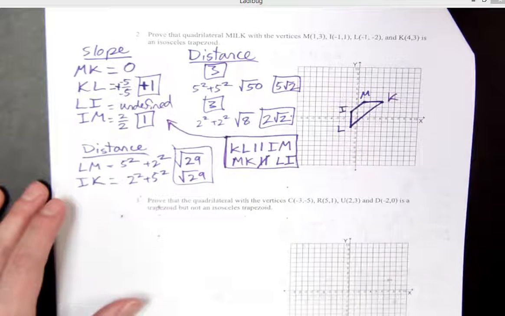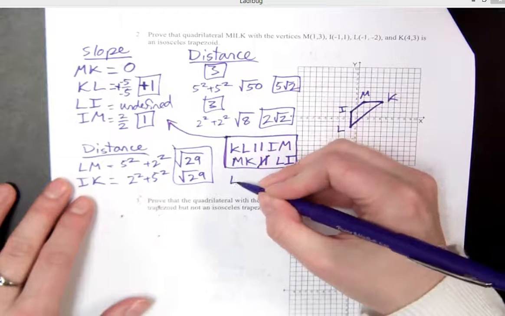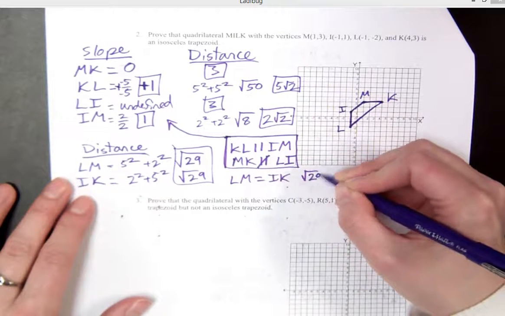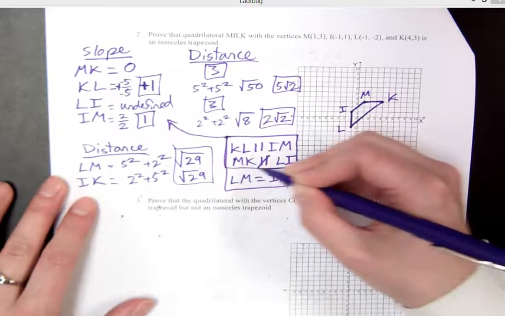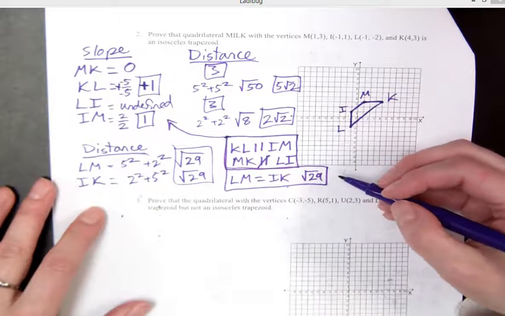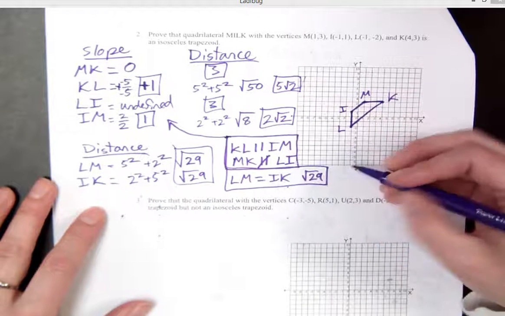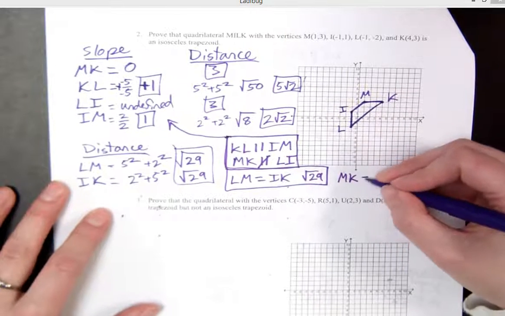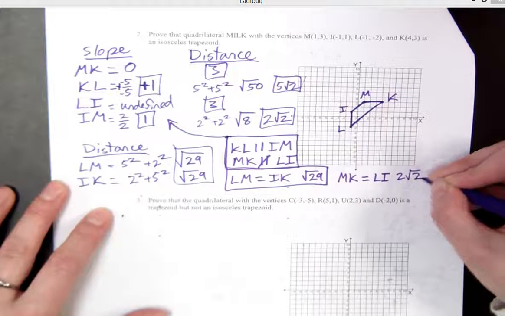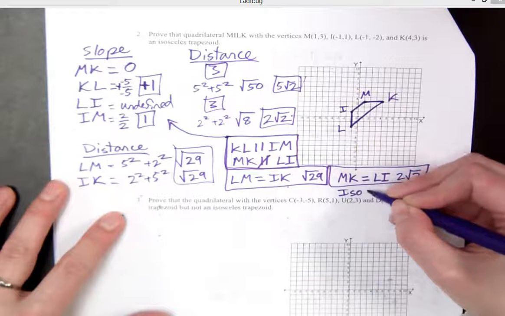What was my second proof on the page? Can you guys remember? Diagonals, I heard you say it. So that would be LM equals IK. And here I am going to go ahead and copy down because I have space. They both equal root 29. And my third one was distance of the non-parallel sides, right? So I already wrote that MK and LI are my non-parallel sides. So MK equals LI. And I can either draw an arrow up there or just copy down that they're both 2 root 2. So therefore, it is an isosceles trapezoid.